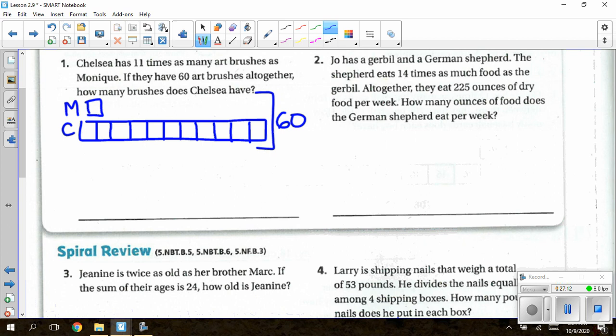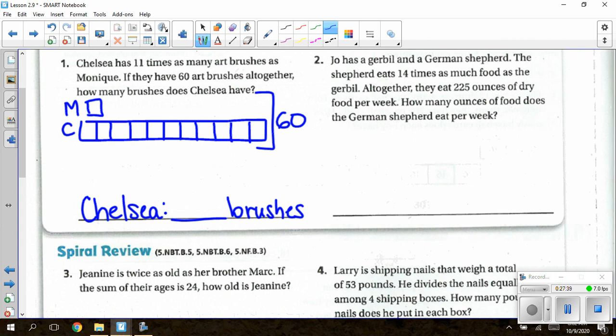So make sure you set up your division problem. And then I just need the information for Chelsea. I want to know how many brushes she would have. So set up your division problem by taking the total divided by the number of boxes, and then multiply your quotient times Chelsea's 11 boxes.